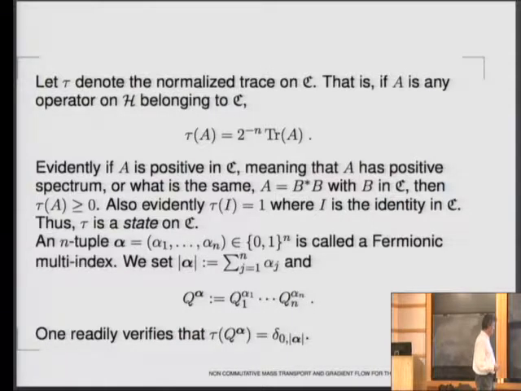If you take a fermionic multi-index, it's just an n-tuple where each entry is 0 or 1, and set the magnitude of alpha, the vector alpha, to be the sum of these entries, so the number of ones, and q alpha is this product written in this order. It's easy to see from writing this out explicitly that all of these things are traceless, except of course the identity, which is what you get with alpha equals 0. Okay? Now, even more, these things turn out to be orthogonal to each other.